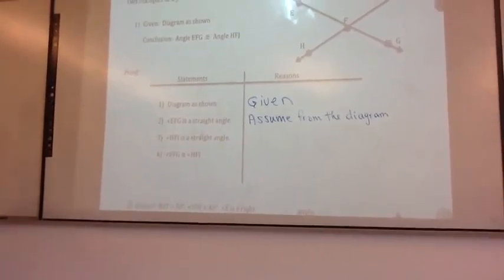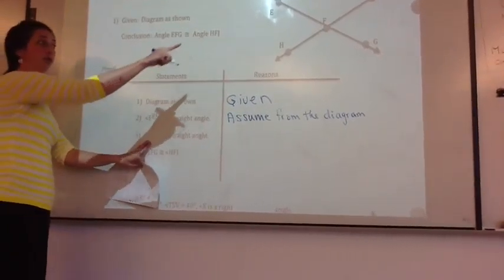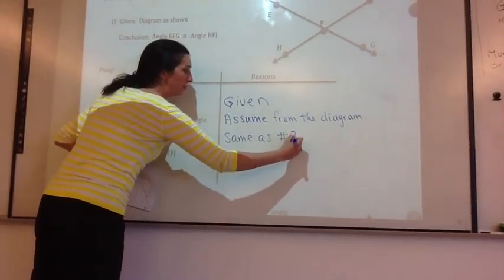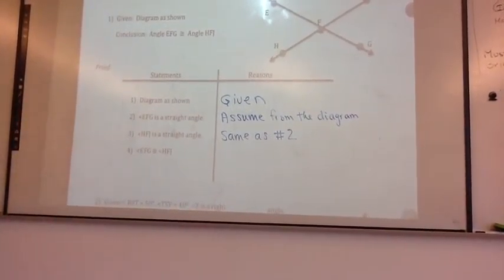HFJ is a straight angle, assumed from diagrams. So again, keep yourself shorthand, same as number 2. Or you can write it again if you want.